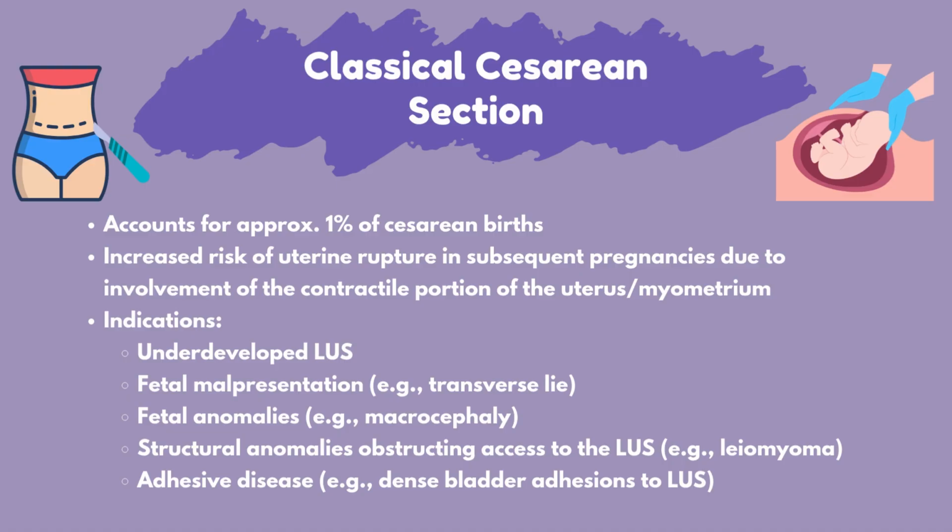Indications for classical cesarean section include underdeveloped lower uterine segments, fetal malpresentation such as transverse lie with an impacted shoulder, or back-down presentation, fetal anomalies such as macrocephaly, structural anomalies obstructing access to the lower uterine segment such as fibroids, or severe adhesive disease such as bladder adhesion to the lower uterine segment with concern for bladder injury.